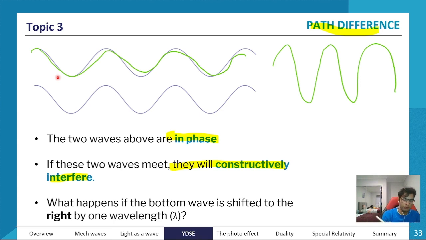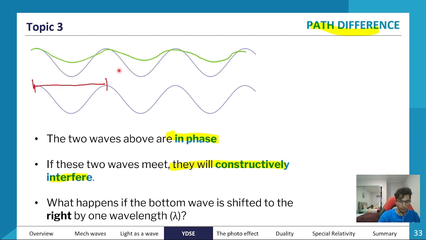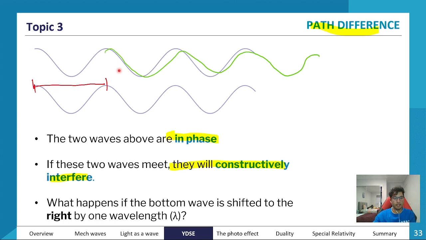But here's the thing. If I take this green wave and I move it to the right by one wavelength, and one wavelength is the distance from here to here, so that's one wavelength, what do you think is going to happen? If I move this by one wavelength, what you see, if I drew it properly, is the exact same wave, right? It's the same situation as before. It just moved one wavelength across.